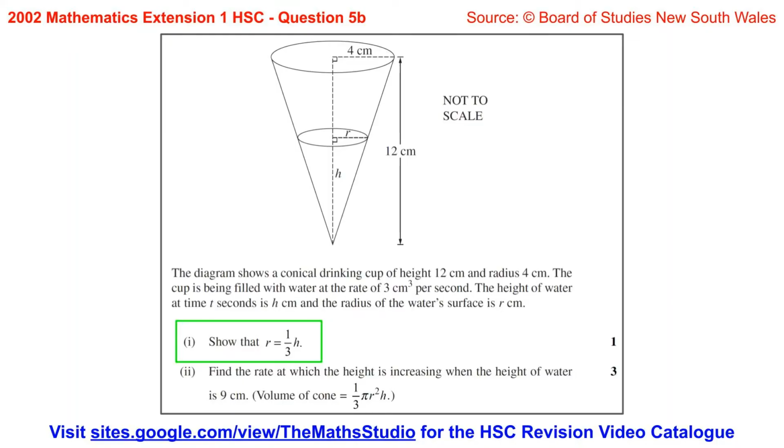Question 5b. The diagram shows a conical drinking cup of height 12 centimeters and radius 4 centimeters. The cup is being filled with water at the rate of 3 cubic centimeters per second. The height of water at time t seconds is h centimeters and the radius of the water's surface is r centimeters. Part 1. Show that r equals 1/3 h.